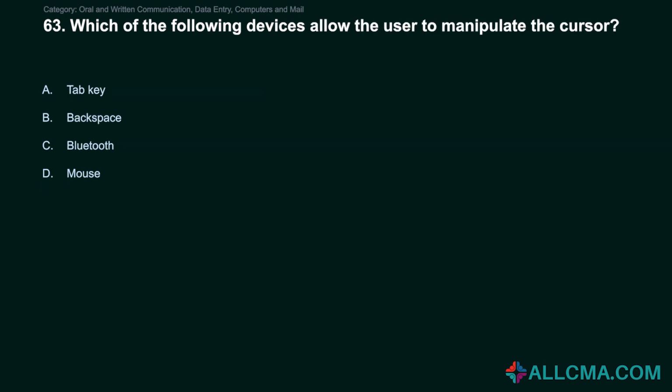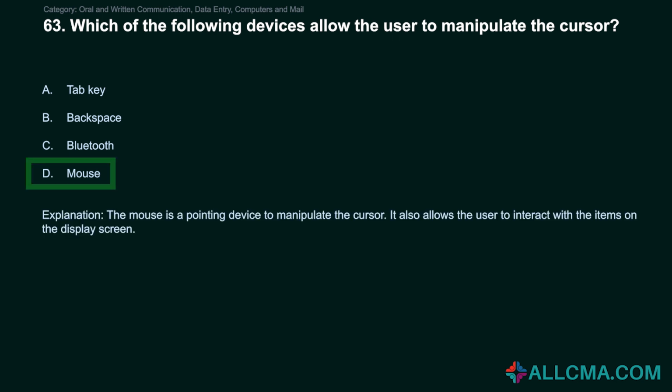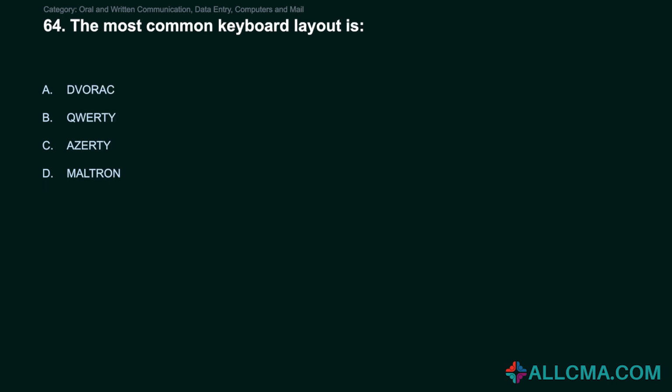63. Which of the following devices allow the user to manipulate the cursor? A. Tab key. B. Backspace. C. Bluetooth. D. Mouse. Correct answer, D. Mouse. The mouse is a pointing device to manipulate the cursor. It also allows the user to interact with the items on the display screen.